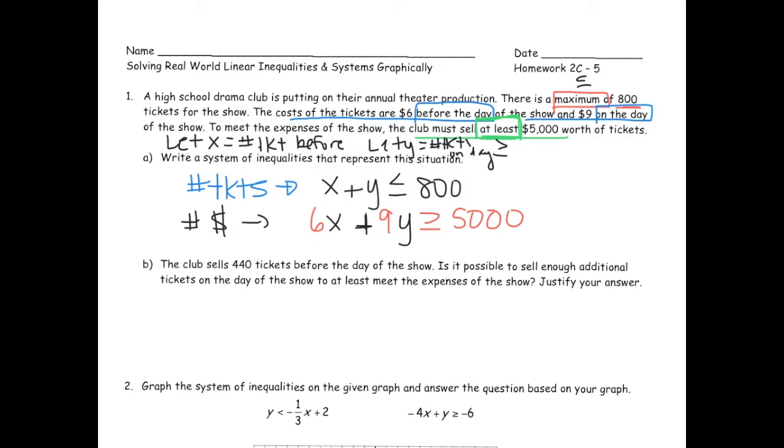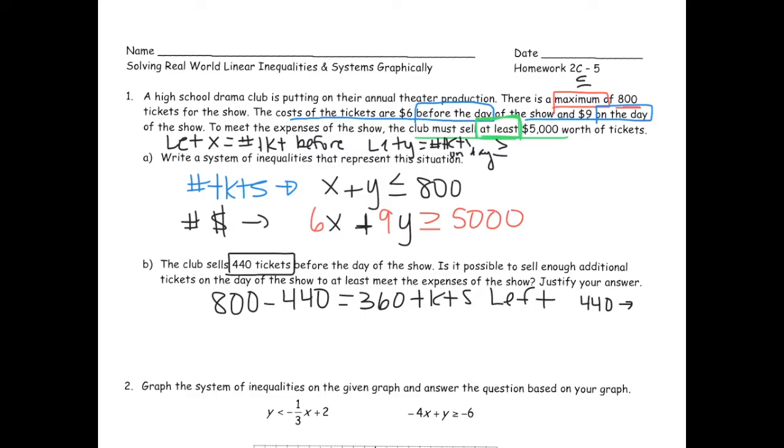Now, the club sells 440 tickets. Let's pause for a second. What's the maximum number of tickets we can sell? 800. So if the club sells 440 tickets before the day of the show, how many are left? So we have 360 tickets left to sell on the day. Let's hope that 360 people are walking through this door on the day of the show. So I know that 440 tickets are sold before the day, that's x, and there could be a maximum of 360 tickets sold on the day.